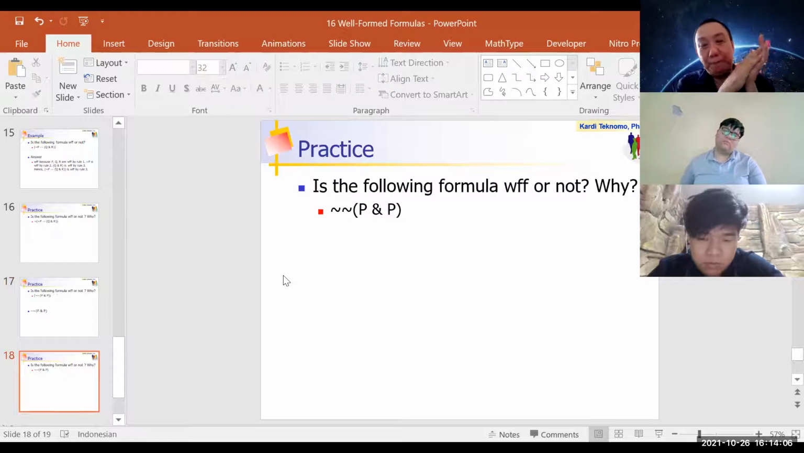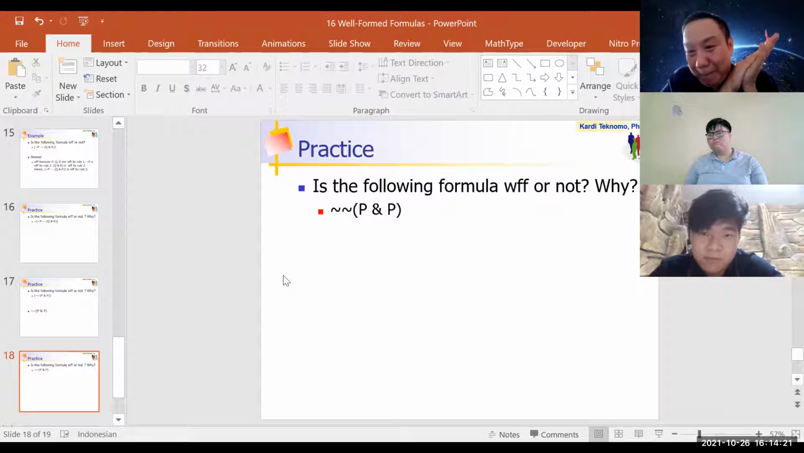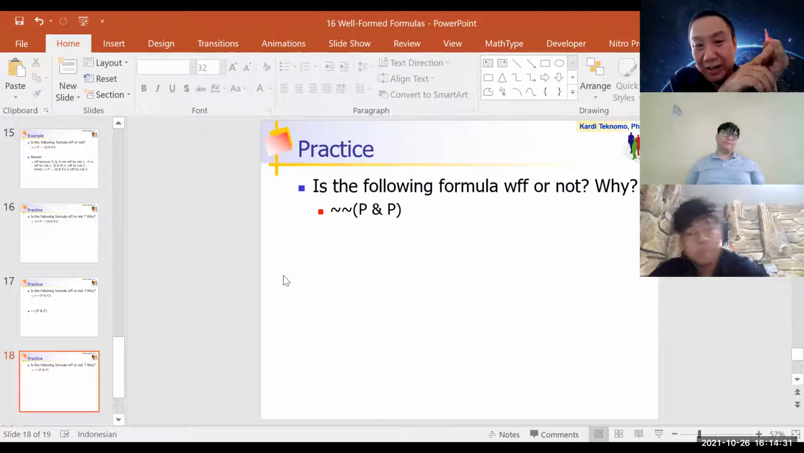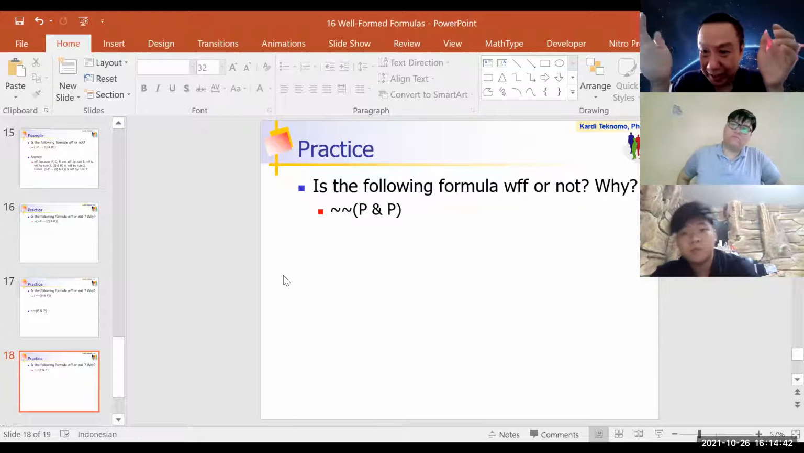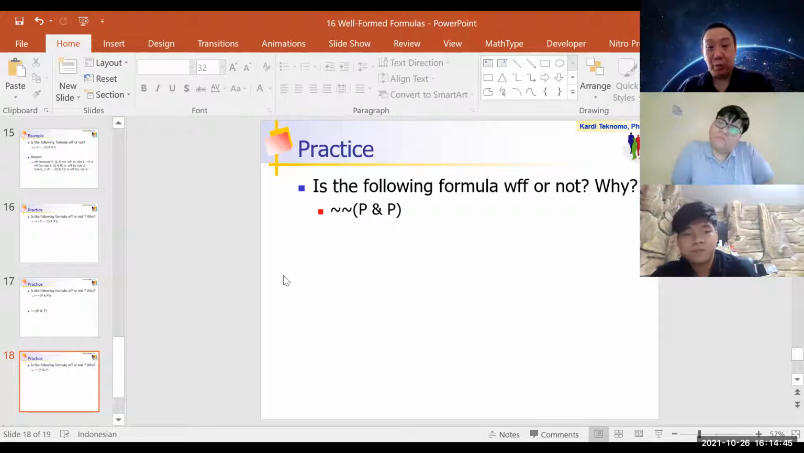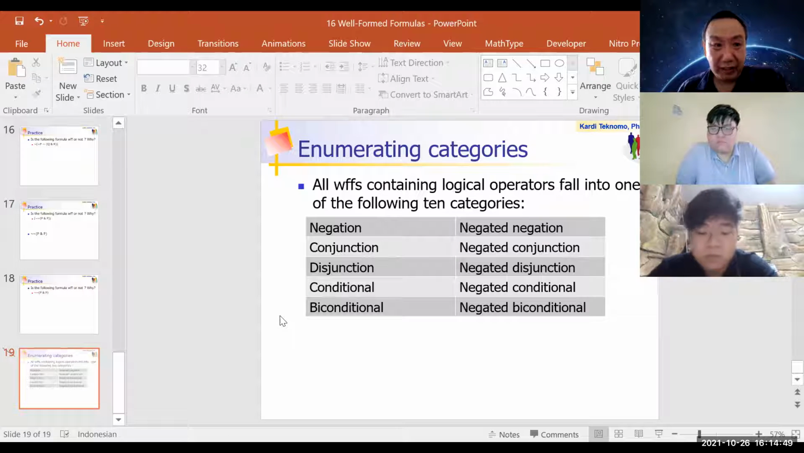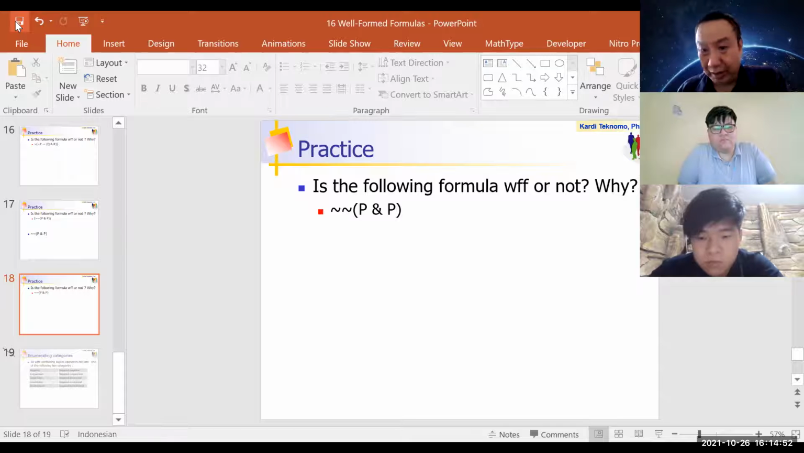So how about this one? This is WFF or not? Yes, sir. Yes, why? Because previously, P and P itself are WFF by rule one, right? And then when you put a bracket, P and P is WFF by rule 3, right? And then you put not, application 2 times of rule 2. Okay, so I think that is all about the well-formed formulas.